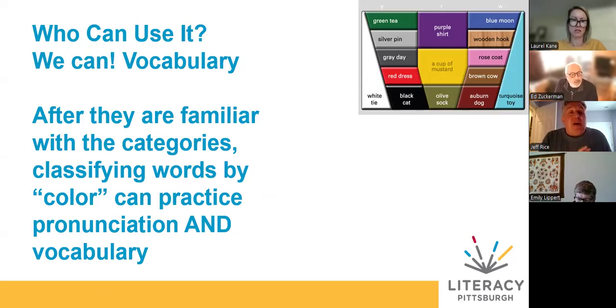Or you can practice classifying words by color, which can be another way to practice vocabulary as well as pronunciation. So we talk about how we need a lot of repetition for vocabulary, but repetition can get a little bit boring. So say, okay, now let's take all the new words and see which color they are. Or you could say, what are all the blue moon words you can remember? Or what are all the black cat words you know? So it can be a way to get more of that vocabulary repetition in there as well as the pronunciation.